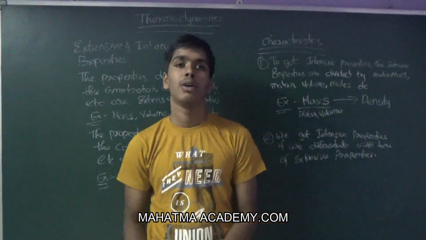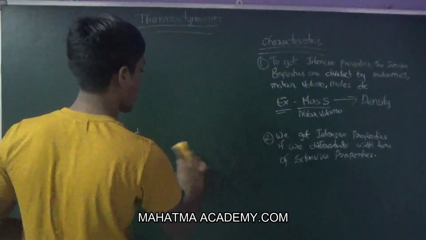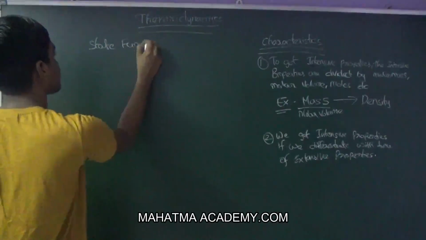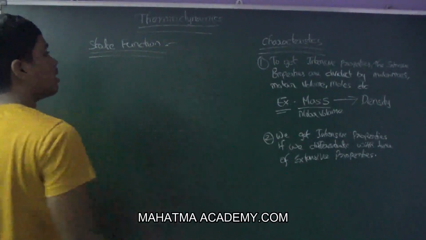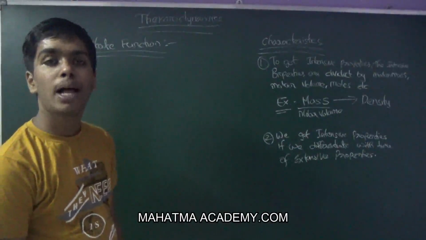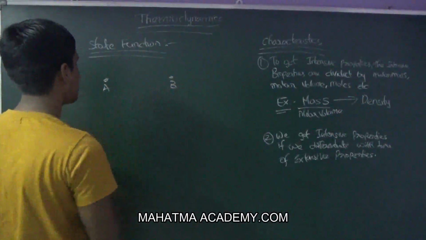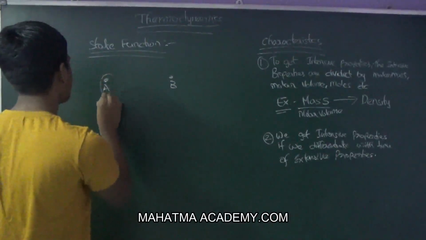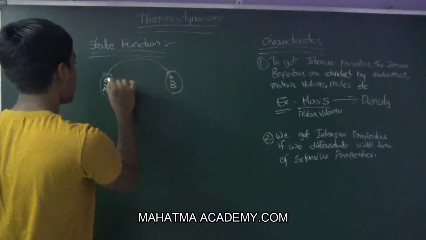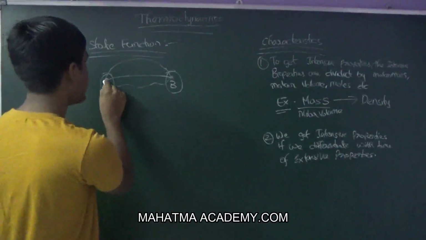Okay students, now we are going to discuss state and path function. State function: the terms which depend only on the initial and final position but not the path traveled. Let us see an example. Suppose it is A and it is B. The terms depend only on A and B but not the path. That means whether we go like this or like this or like this, it is independent of the path but depends only on initial and final positions.